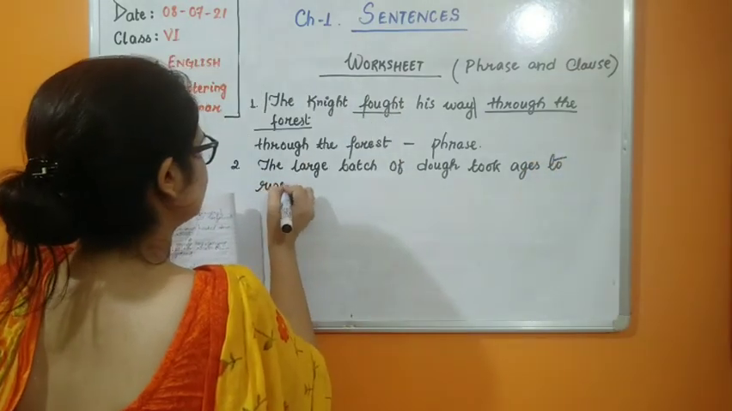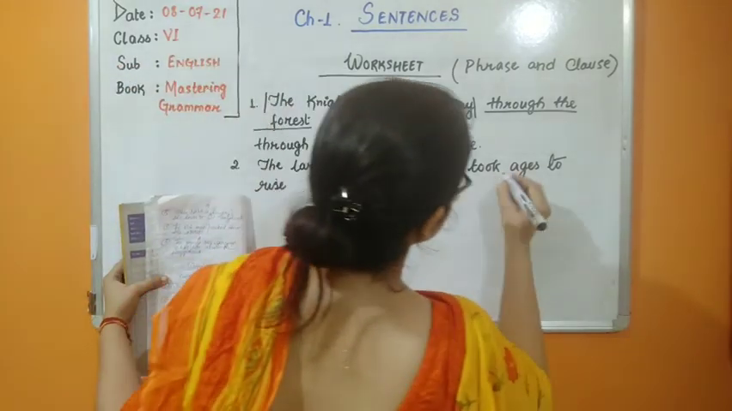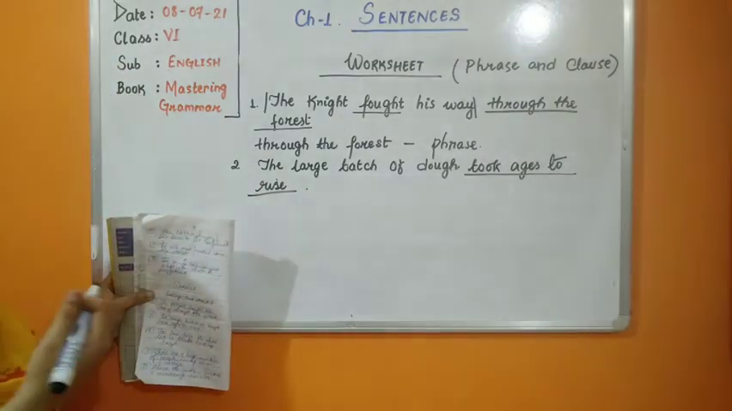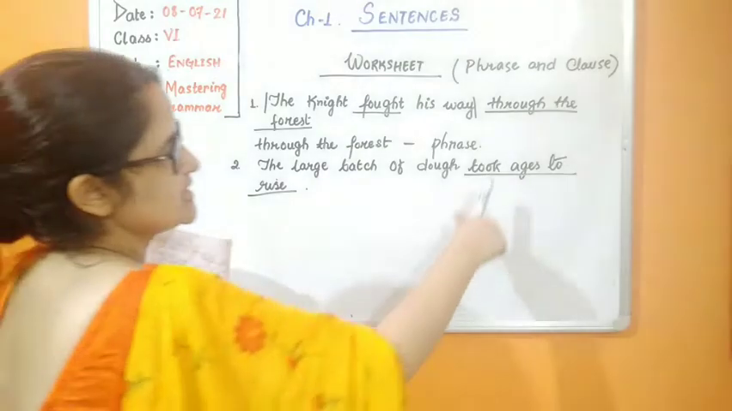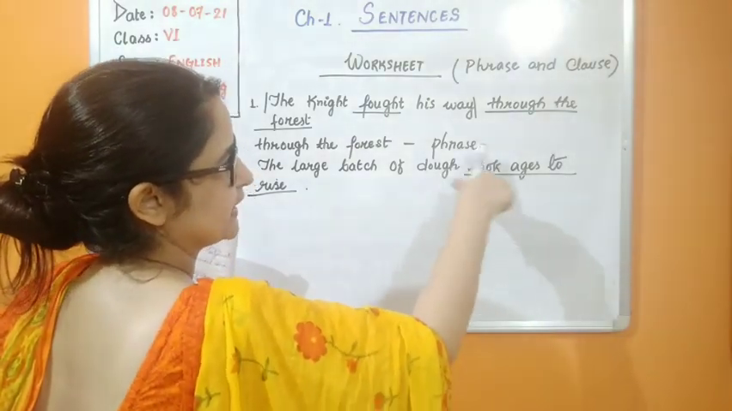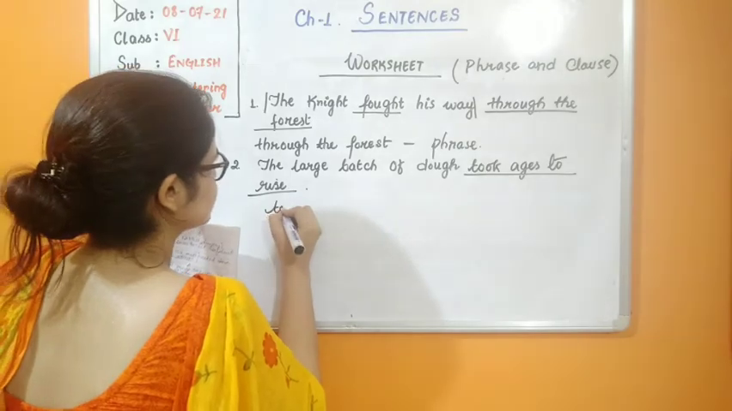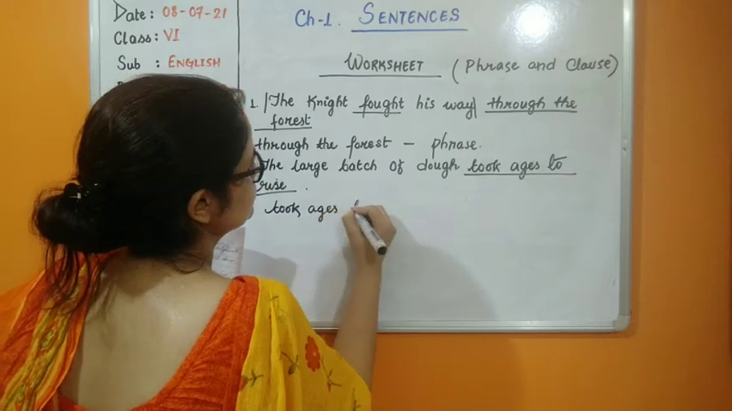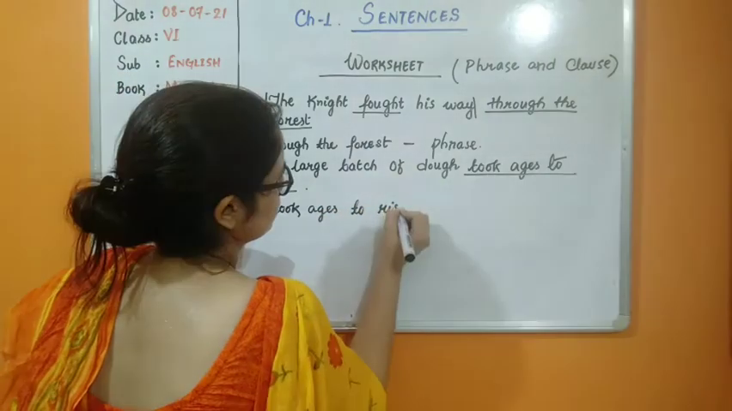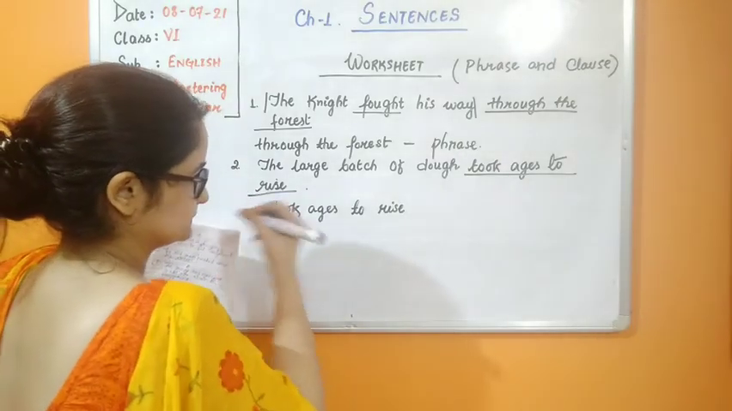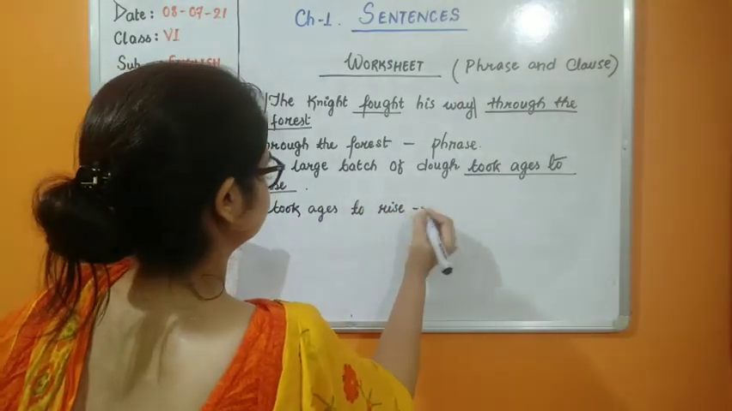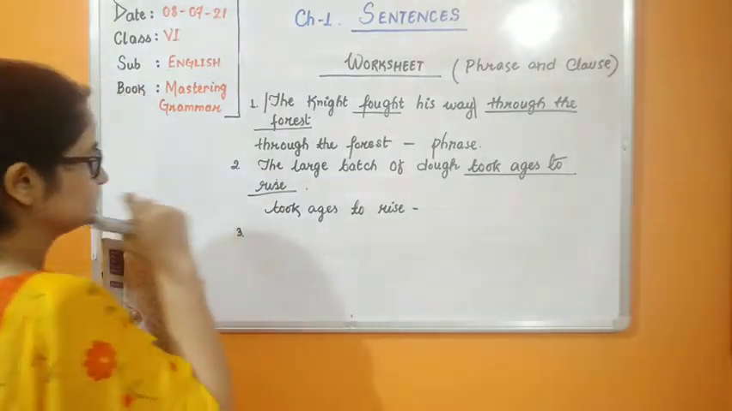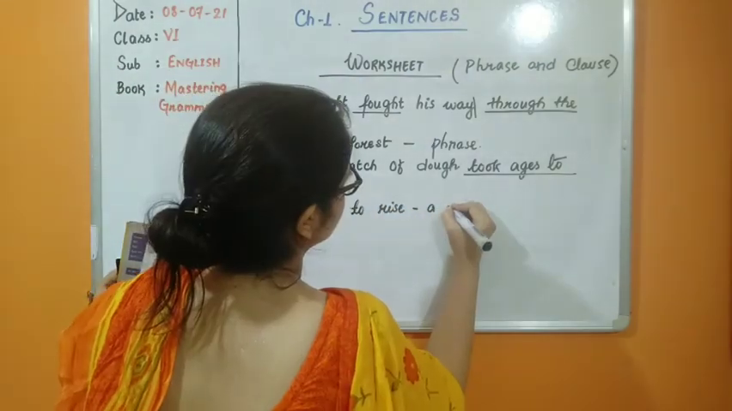So children, here the underlined group of words is took ages to rise. What do you think, children? Do we have a verb here? Can you see a verb? Yes, I can see a past tense of take, took. So children, because there is a verb, this has to be a clause. Took ages to rise is what? A clause.